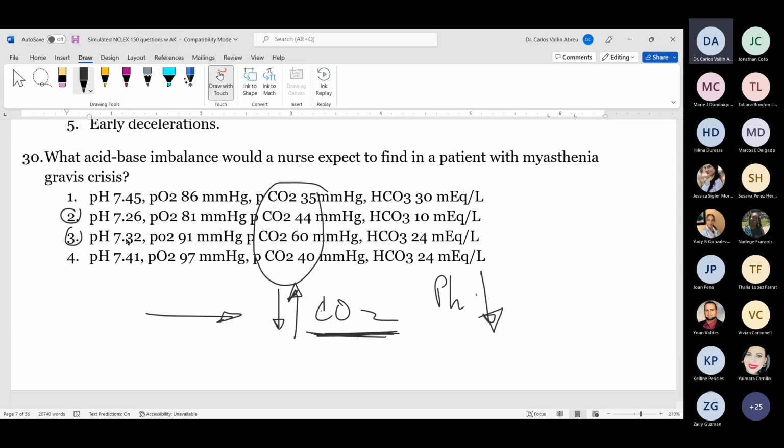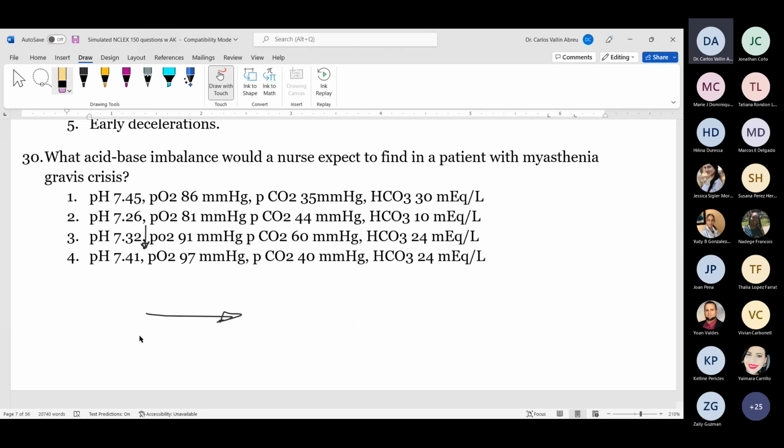So the only one that has low pH with high CO2 is this. Maybe the patient is receiving oxygen by nasal cannula, and for that reason the oxygen is in acceptable range. But the only acid-base balance that explains the respiratory acidosis because of retention of CO2 is this. So when we have a problem of hypoventilation or hyperventilation, we need to follow the CO2, not the oxygen.